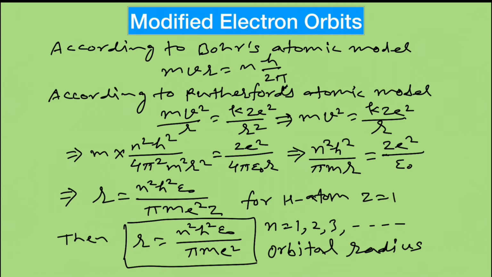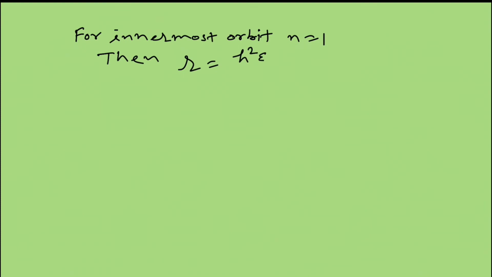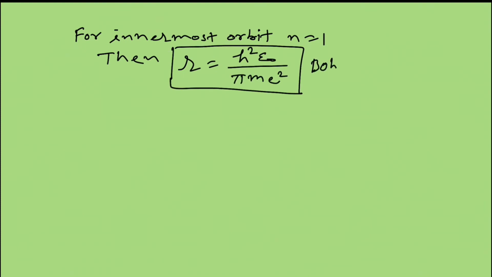We can replace for n from 1 onwards. Accordingly, we will get the radius of higher orbits also. So, let us see what would be the radius of the innermost orbit. For the innermost orbit, n is equal to 1. Therefore, r is equal to h square epsilon naught upon pi m e square. This is also known as Bohr radius.